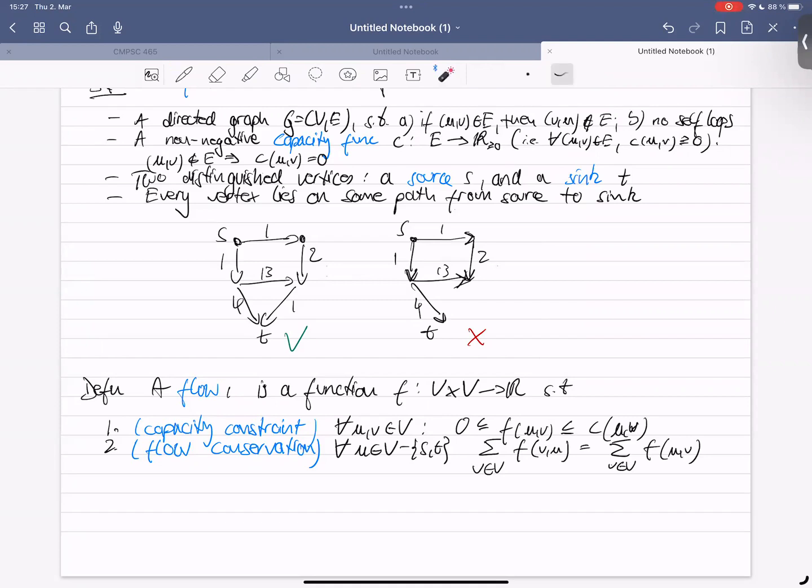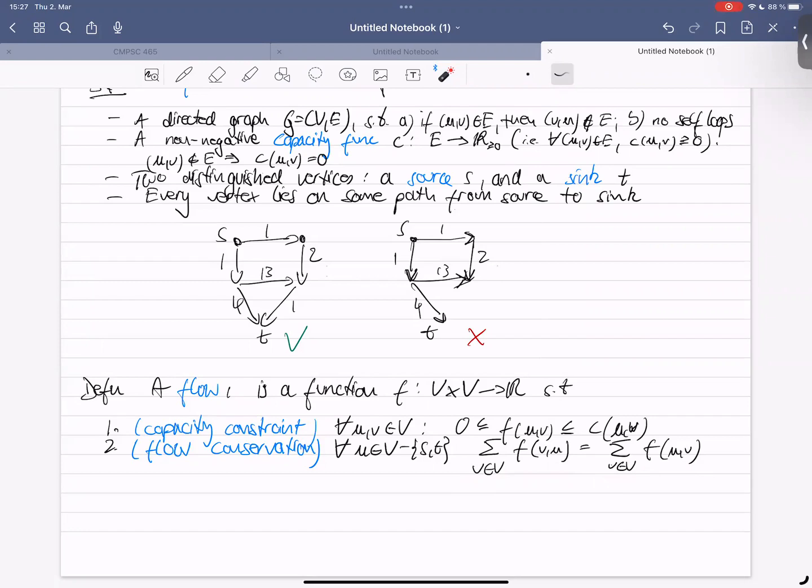Okay, so what this equation says, just to repeat myself, here on the left, we're summing up the flow of all incoming edges into a given vertex U. And here we're summing up the flow of all outgoing edges of a given vertex U. And we want to have these two sums to be equal. This is what we call flow conservation. So that's what we call a flow. Whenever I say flow, I basically mean assigning values that satisfy these two constraints.